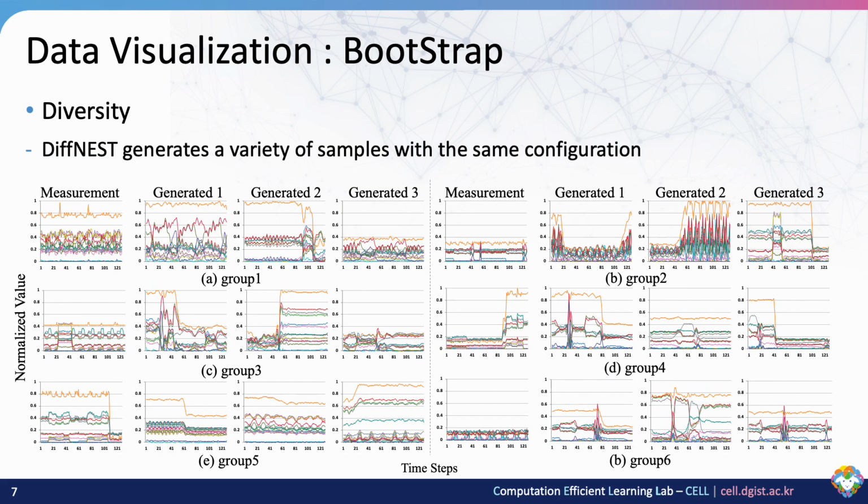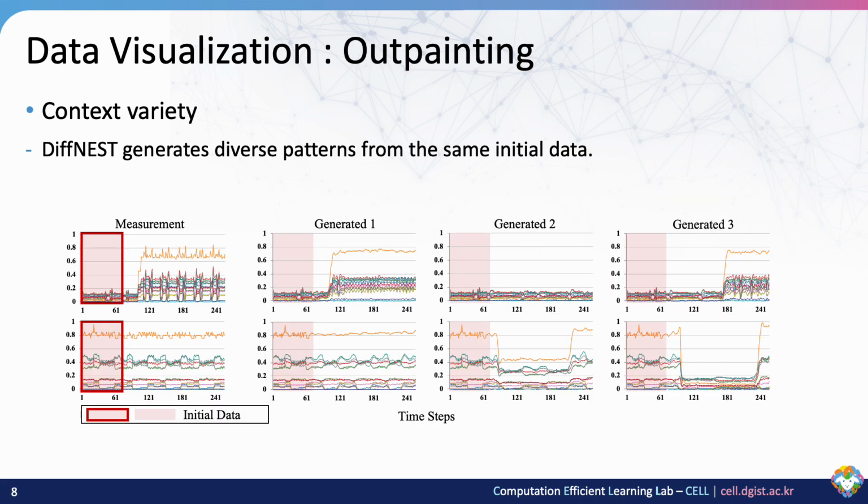We visualize the data to check the visual quality of generated data. Each group means that we give the same condition to generate data. As we can see, although the condition was the same, DeepNest can generate a variety of data, which enhances the diversity of samples. We also visualize the outpainting results. The figure shows that even with the same initial context and conditions, the model generates diverse data samples rather than identical outputs.